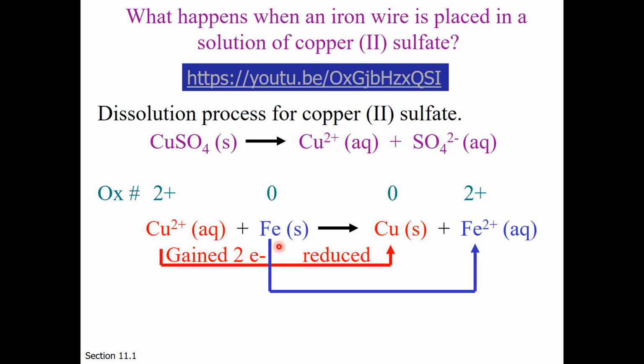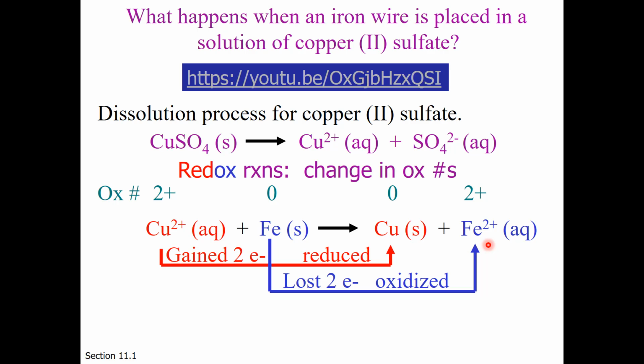On the iron side of the pair, iron is going from 0 to +2. That is because it lost 2 electrons. So if you start with 0 and lose 2 negative charges, the charge goes to +2. I suppose we could call that gained, but this is typically called being oxidized. The iron has been oxidized to iron 2+. So redox reactions have a change in the oxidation numbers.